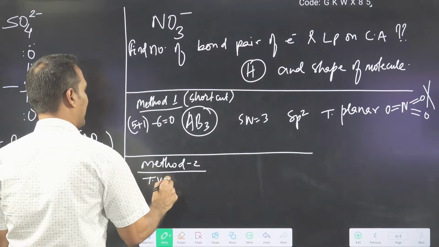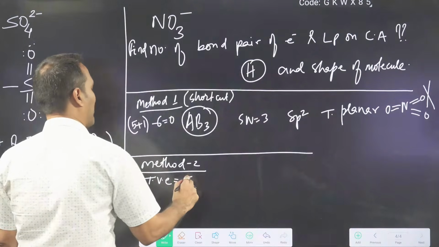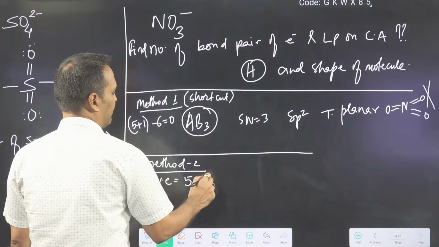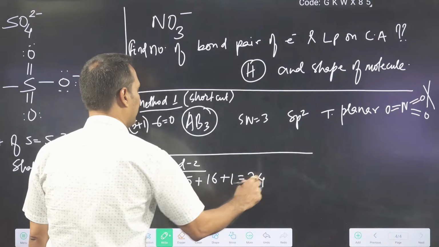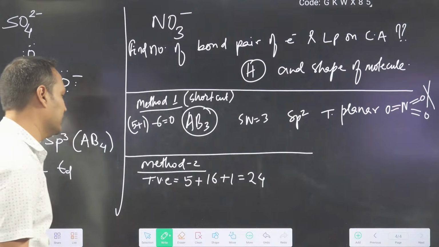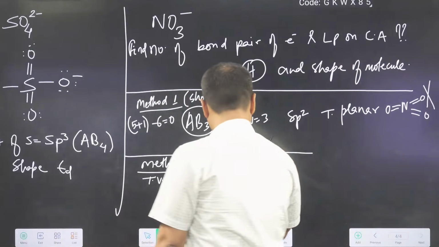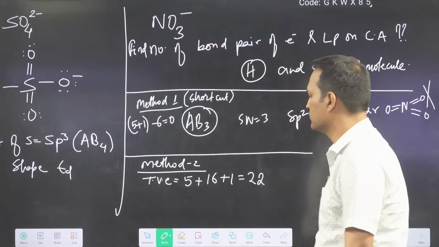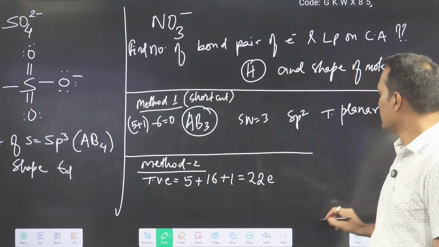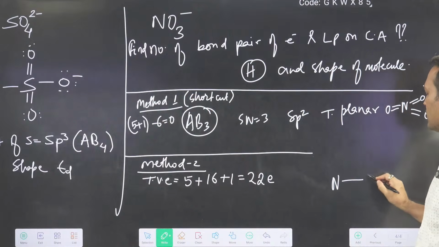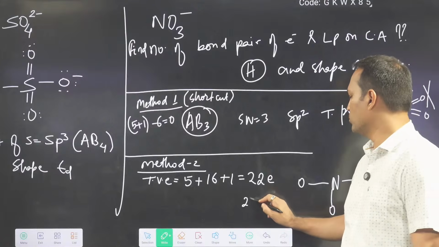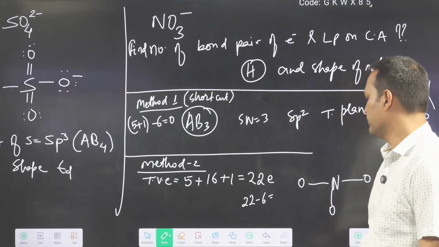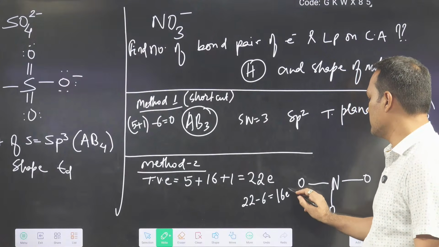First we will find total valence electrons. Total valence electrons, how many am I getting? 5 plus 18 plus 1, 9. That is 24. 24, 22. Arre bhai, calculation to you do nicely. 22 electrons. Now what? Central atom connected to every oxygen. How many gone? 22 minus 6. What is left now? 16 electrons left.